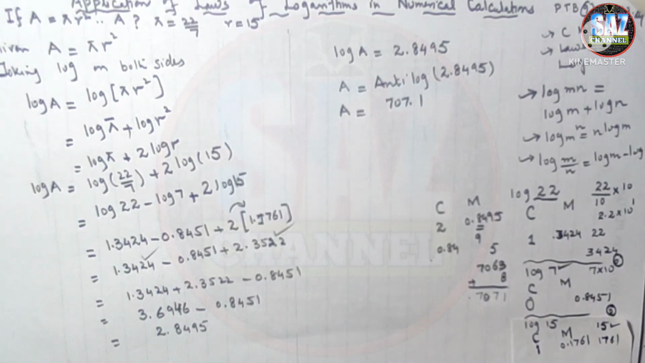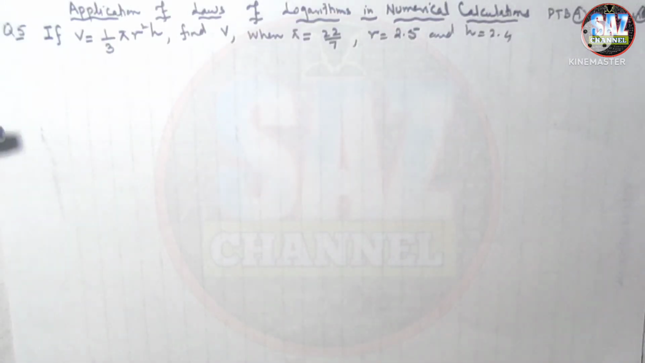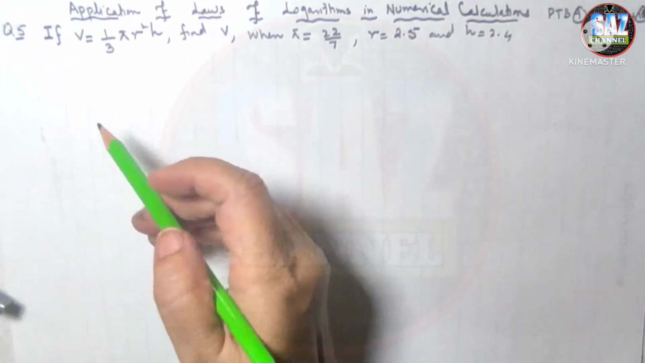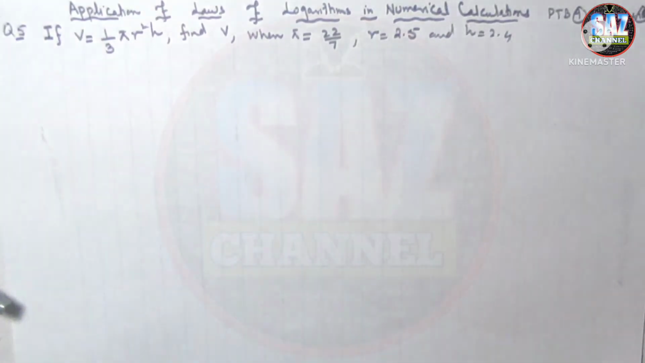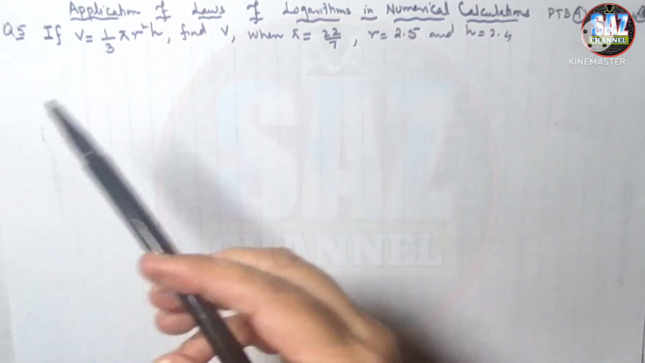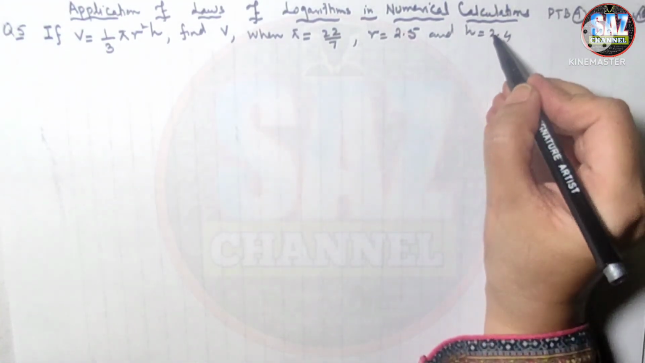And moving to the last question of this exercise, let me first read question number 5 from the book. Question 5 says, if volume V equals to 1 by 3 pi r square h, find V when pi equals to 22 by 7, R is 2.5 and H is 4.2.